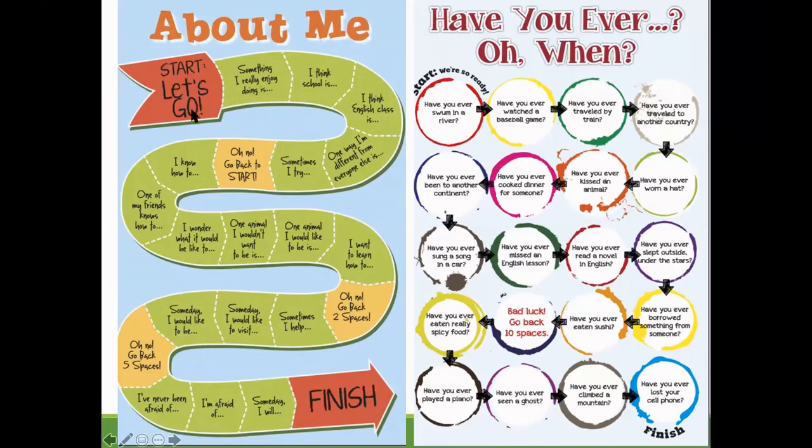So it says start, let's go. If you roll a 1, it says something I really enjoy doing is, and you have to give us an answer. So this is all about me. Let's go ahead and try this, shall we? I'm going to just roll it and ask somebody. I got a number 4. So 1, 2, 3, 4. So the question is, what is different from everything?